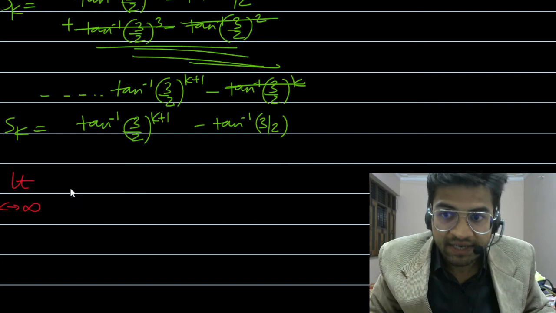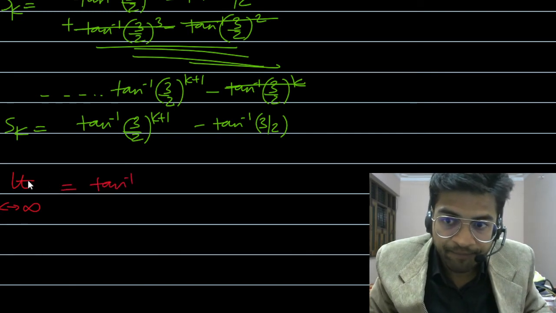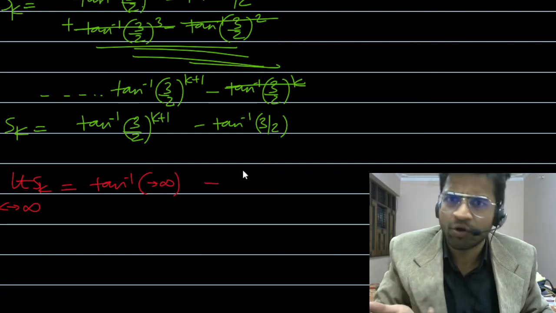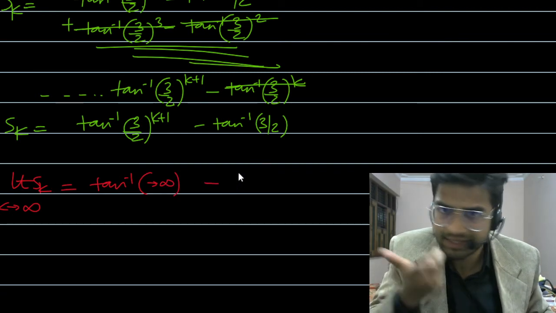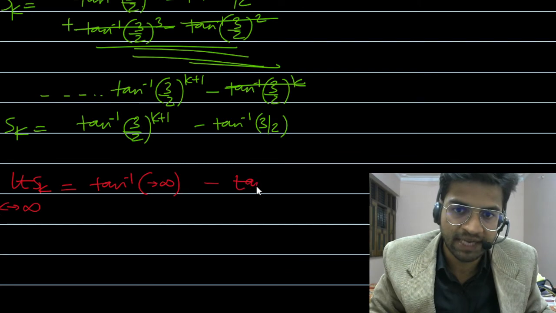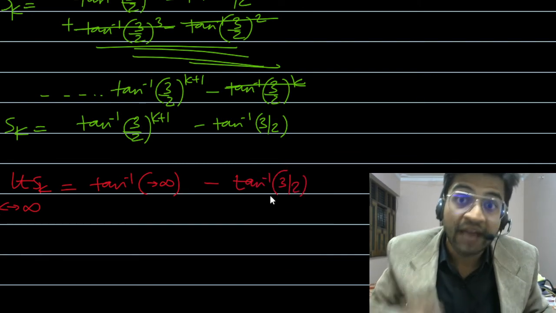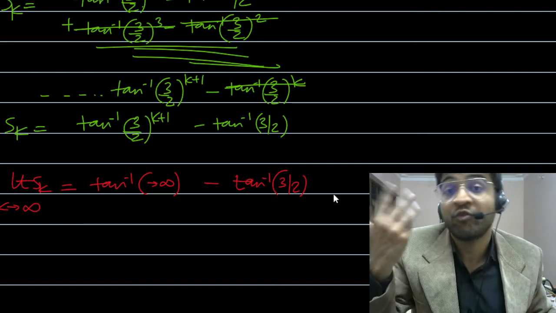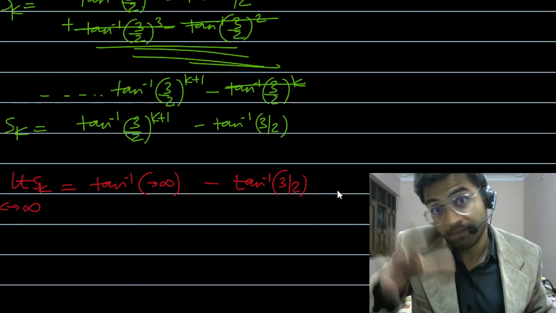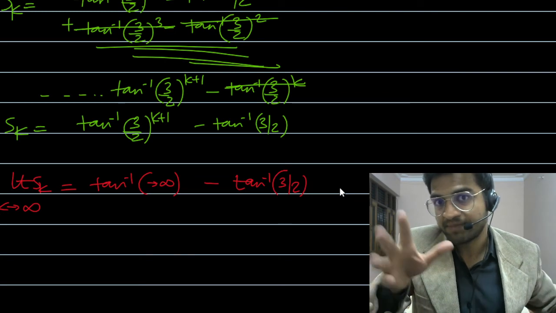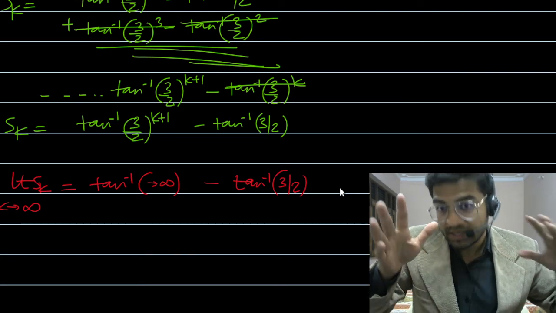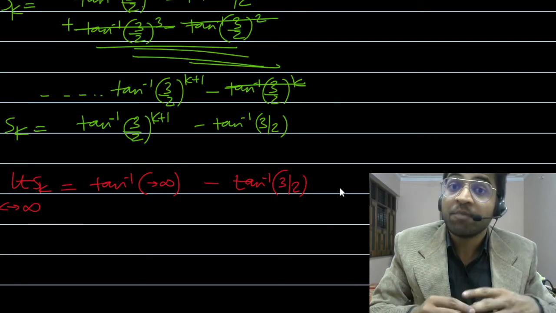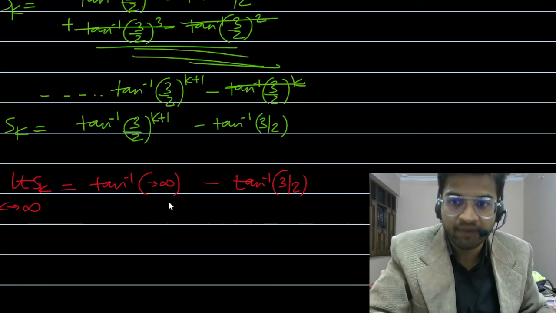So we have tan inverse of something approaching infinity, and the second term is constant. There is no expression for k, so it will be constant. It will be the same, tan inverse of 3 by 2. Tan inverse of something approaching infinity is for what angle between minus pi by 2 to pi by 2 does it tend to infinity? It is for pi by 2. So the first part will be pi by 2.